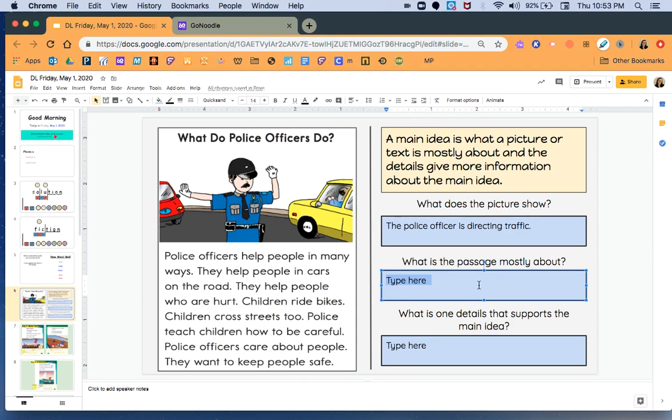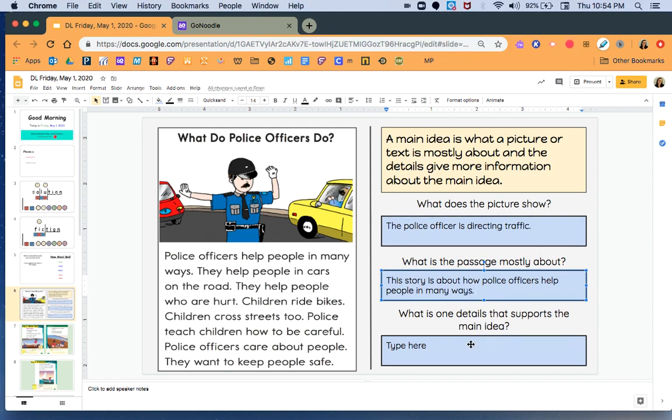So what is this passage mostly about? This passage is mostly about how police officers help people in many ways. And usually when we're reading, especially informational text, they'll give you that main idea towards the beginning of your story. So what is this story mostly about? It says passage. Passage is the story. This story is about how police officers help people in many ways.